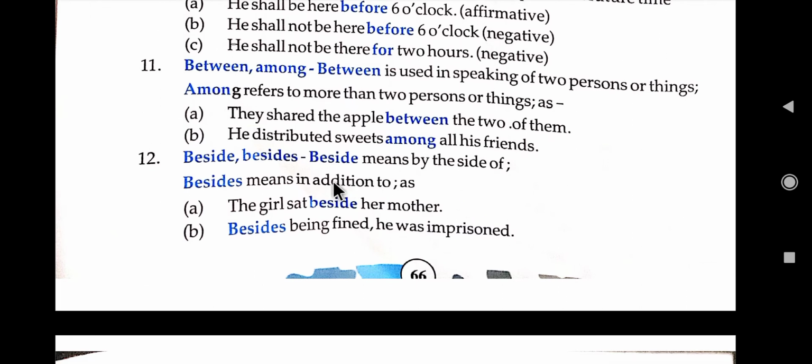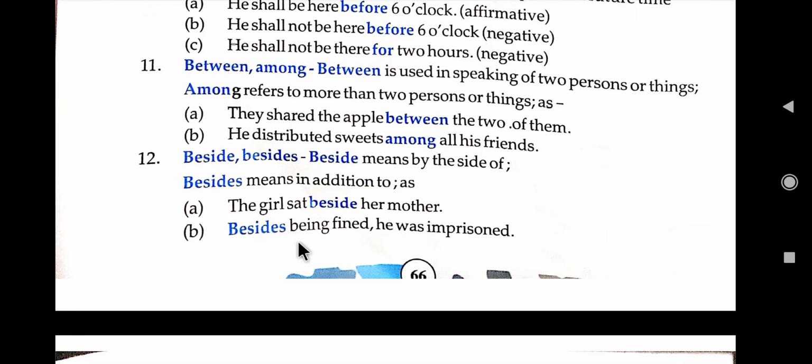Next one is beside and besides. Beside means by the side. Besides means in addition. Beside means when someone is sitting beside you. Besides means an add-on, when you have something extra, that is additional. See the example. The girl sat beside her mother. It means she is sitting right close to her mother.